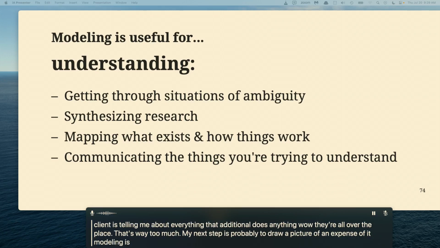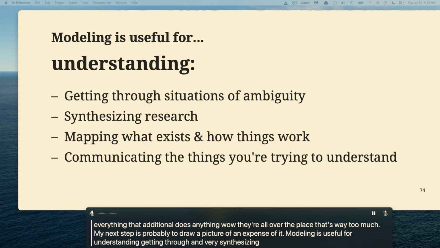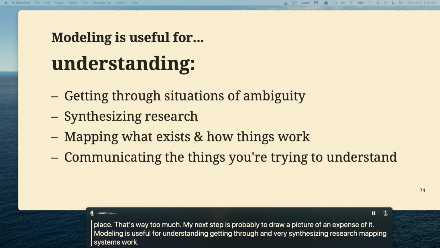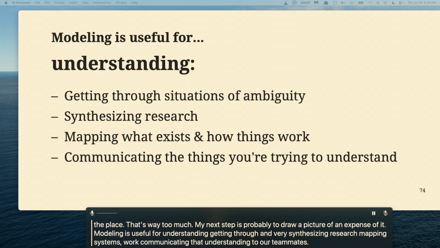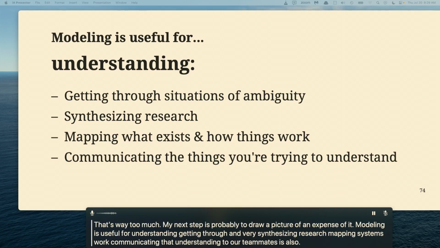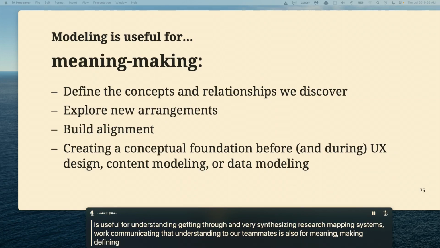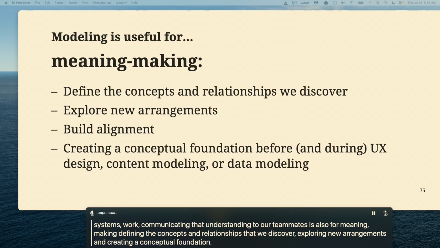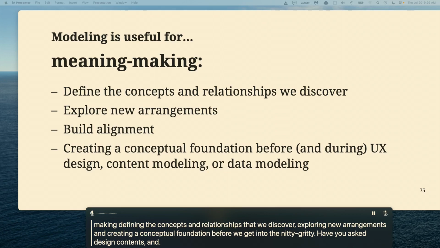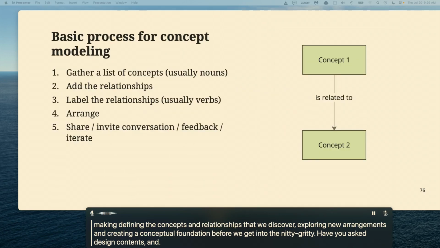Modeling is useful for understanding, getting through ambiguity, synthesizing research, mapping how systems work, and communicating that understanding to our teammates. Modeling is also useful for meaning making: defining the concepts and relationships that we discover, exploring new arrangements, and creating a conceptual foundation before we get into the nitty-gritty of UX design, content, and data modeling.